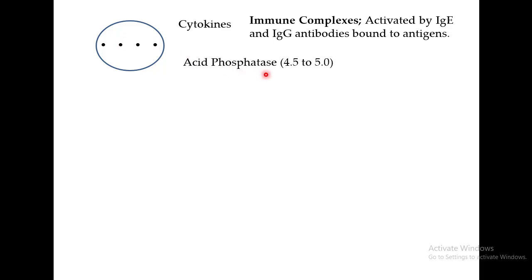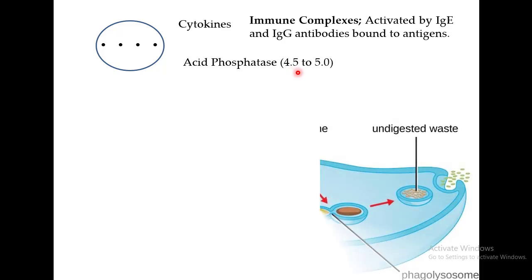phosphatase. Keep in mind one thing: this particular enzyme is a phosphatase. That means when it interacts with its substrate, it is going to remove phosphate groups from there. Phosphatases are responsible for removing a phosphate group from their substrate protein. For the activation of the acid phosphatase, you need an acidic environment, like a pH of 4.5 to 5.